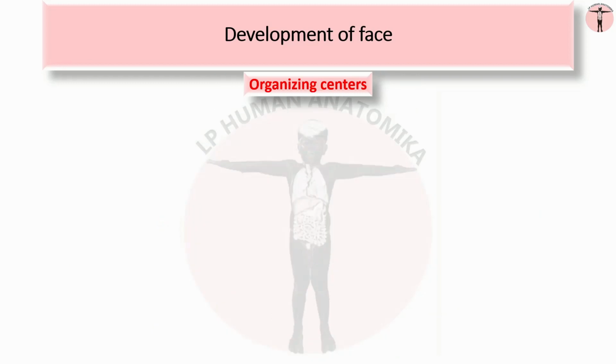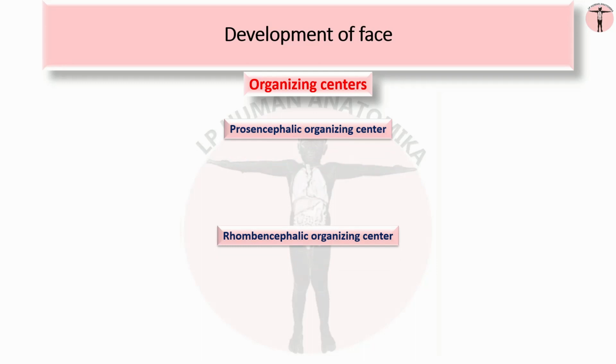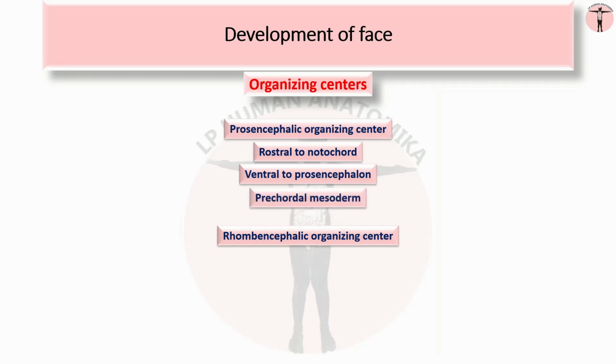Facial development depends on the inductive influence of two organizing centers, prosencephalic and rhombencephalic organizing centers. The prosencephalic organizing center is located rostral to the notochord and ventral to the prosencephalon or forebrain, hence the name. The prosencephalic organizing center is derived from the precaudal mesoderm, which migrates from the primitive streak. The rhombencephalic organizing center is ventral to the rhombencephalon, hence called rhombencephalic organizing center.